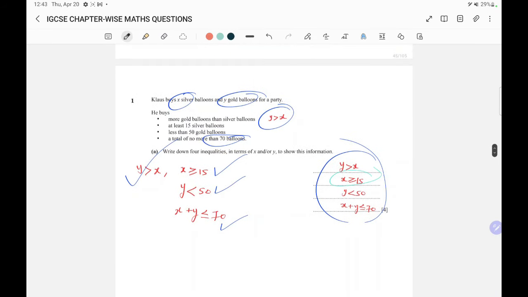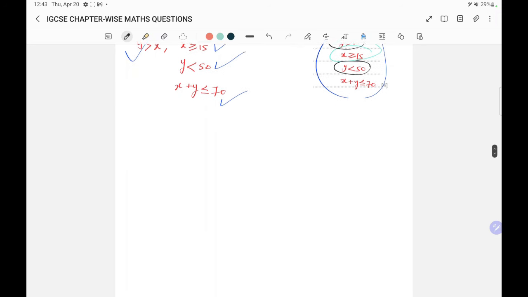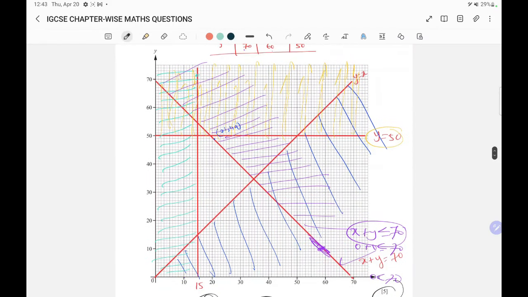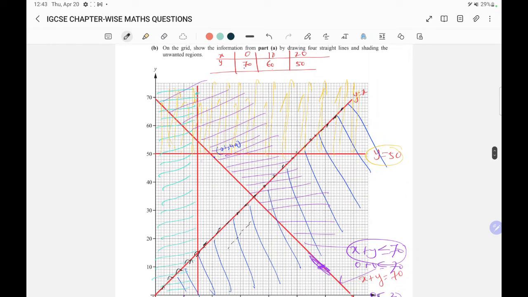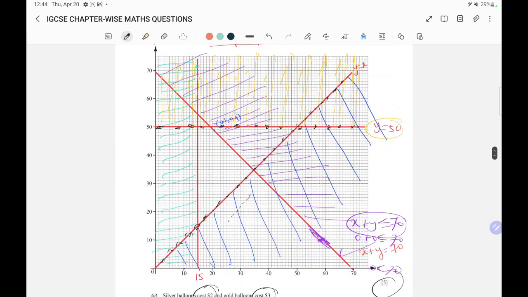One more thing guys, one more thing. Y greater than x and y less than 50. So this line should not be the thicker line. This should be a dotted line, like that. Okay, we cannot consider a point which lies on this line. So when you draw, you have to draw this kind of line. I'm trying to tell you that. Okay, and next is y less than 50. So we cannot take any point on this line. Okay, we cannot take any point on this line.